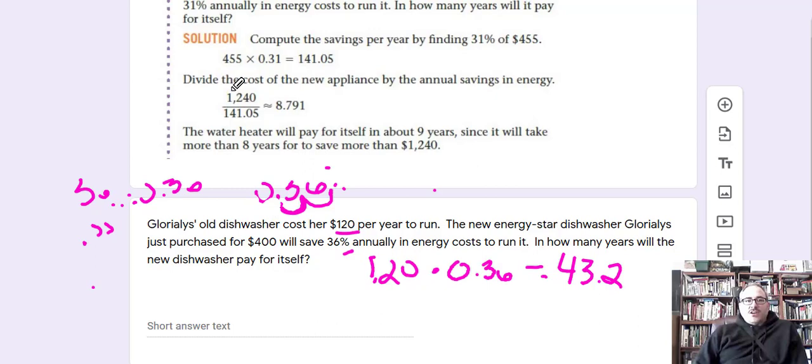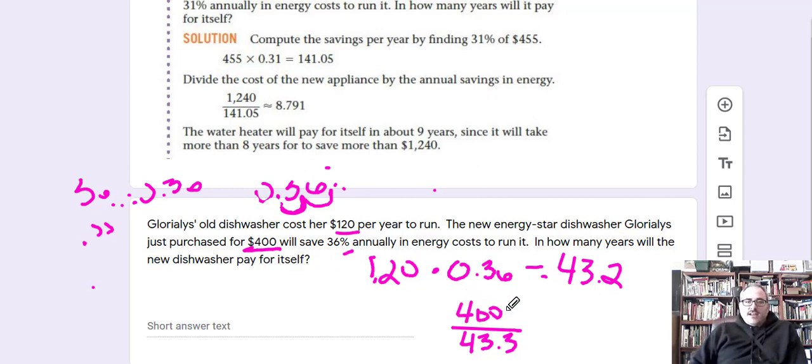We took how much it cost for the new thing divided by the savings, right? So this is my savings, so it's got to go on the bottom. For my next step, I'm going to take how much I saved, and that number needs to get divided by how much it cost for the new equipment. And the new equipment in this case cost her $400.